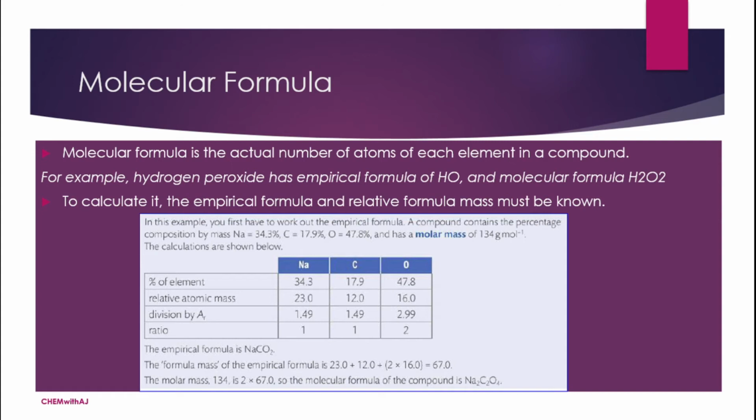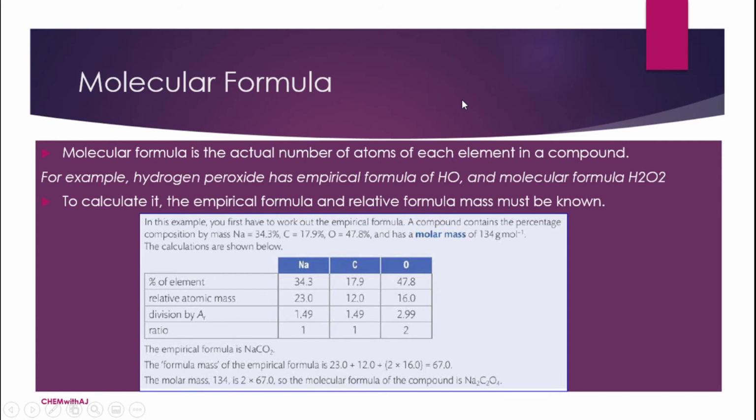Next we move on to molecular formula. Molecular formula is the actual number of atoms of each element which is present in a compound. Empirical formula was the simple whole number ratio, but molecular formula is how many atoms there are of each element exactly in a compound. So there is no division or anything.